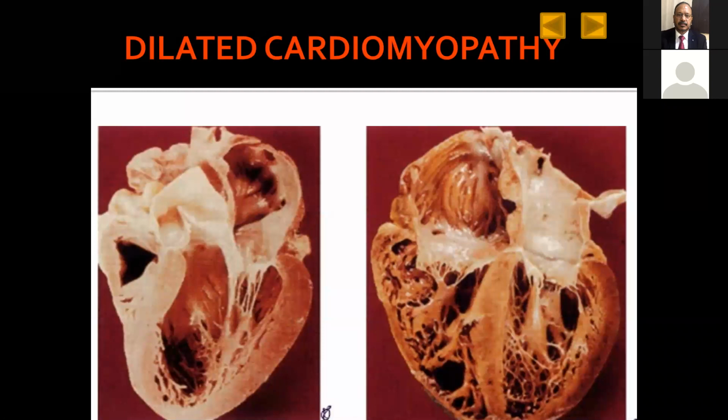There are two pictures on your screen. The picture on the left is a post-mortem specimen of a normal heart. The picture on your right is that of dilated cardiomyopathy. You see that the apex to base dimensions have not changed. They are virtually unchanged. But all the dilatation takes place in the transverse direction. See, it has dilated in the transverse direction.